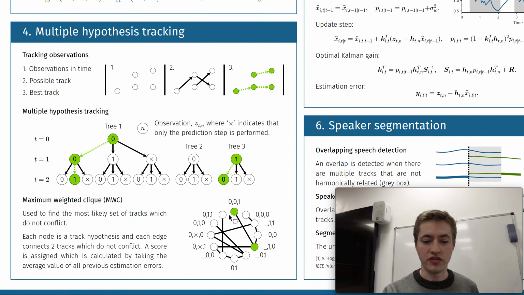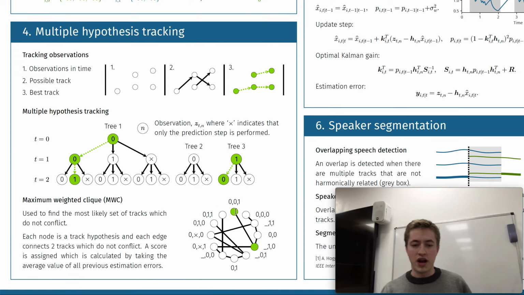But these two, for example, are not allowed. They share an observation. Well, they actually share two, don't they? At time step 0, they share observation 0, and at time step 2, they share observation 1. So tracks that use the same observations can't exist together. So they conflict, and we don't allow them. So now it's an optimization problem, we need to select the best tracks that don't conflict.